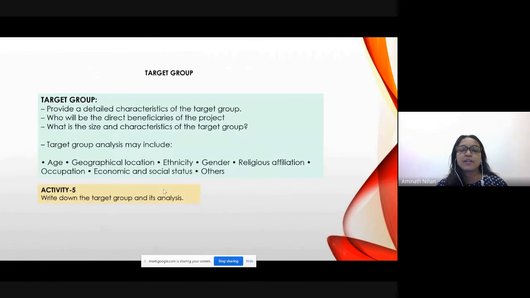So if it's other countries, of course there could be differences in ethnicity and religious affiliation. We don't have that. I don't think that distinction will be there in the Maldives, but remember that that is also part of target group analysis. Occupation, economic and social status, and any other relevant information about the target group. So now you write who your project is targeted at, which group of people. And now you write there a brief analysis of what their age groups are, what is the social and economic status enjoyed by these people, and other occupations that they are involved in, all this important information, right? Again, you can take some time for this, like about 10 minutes.